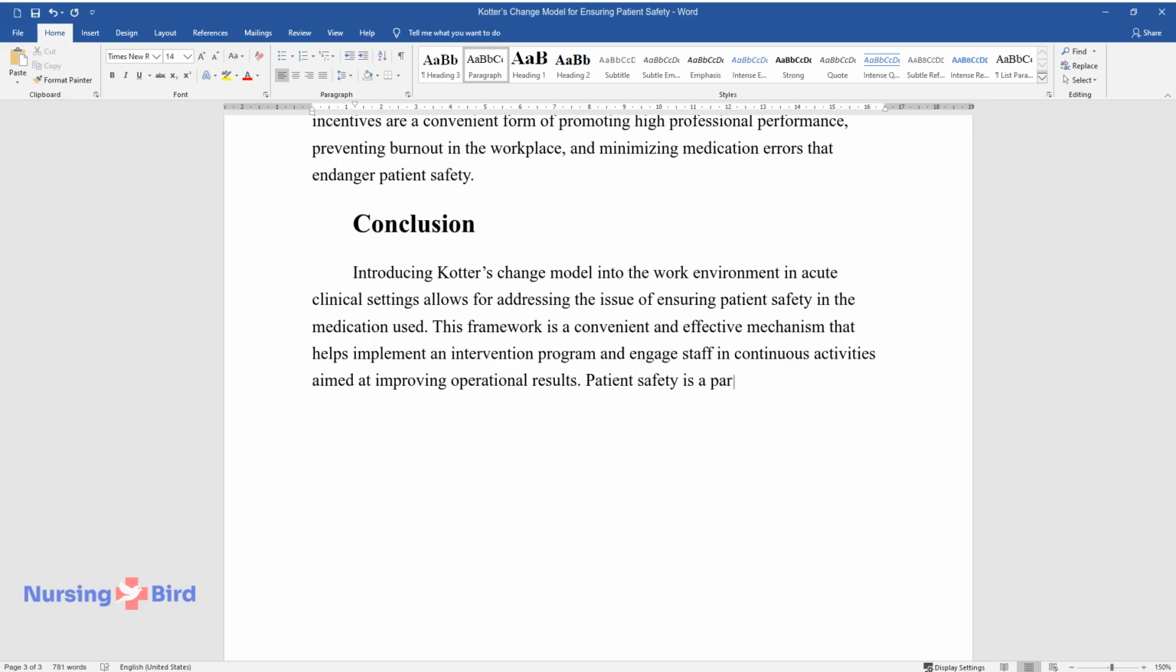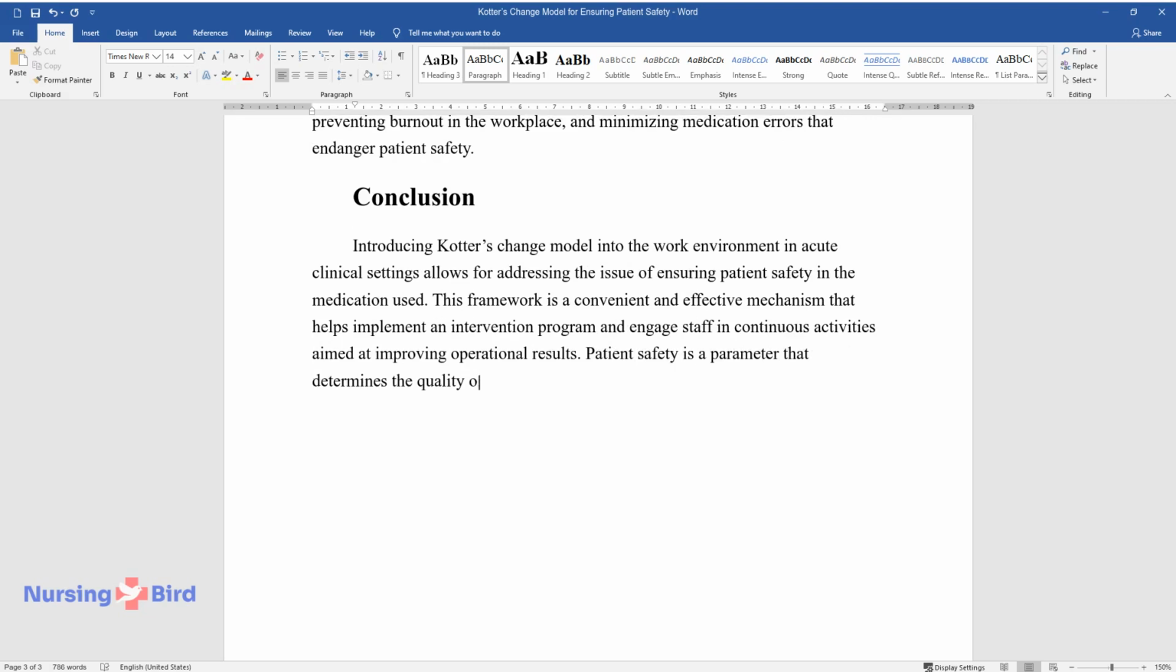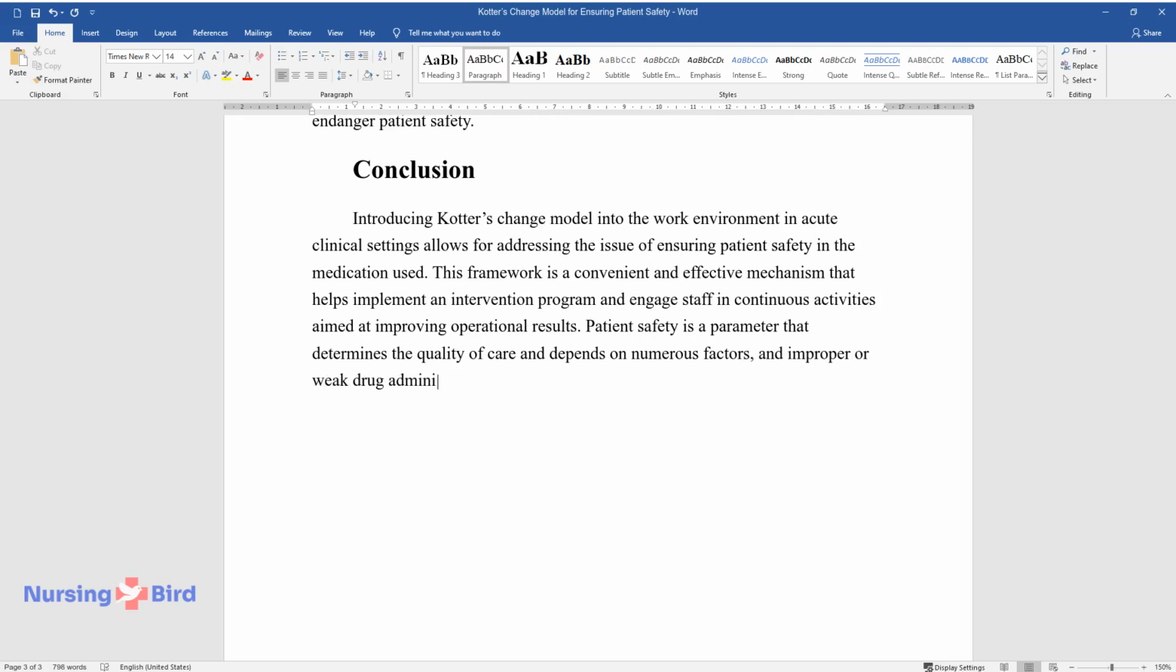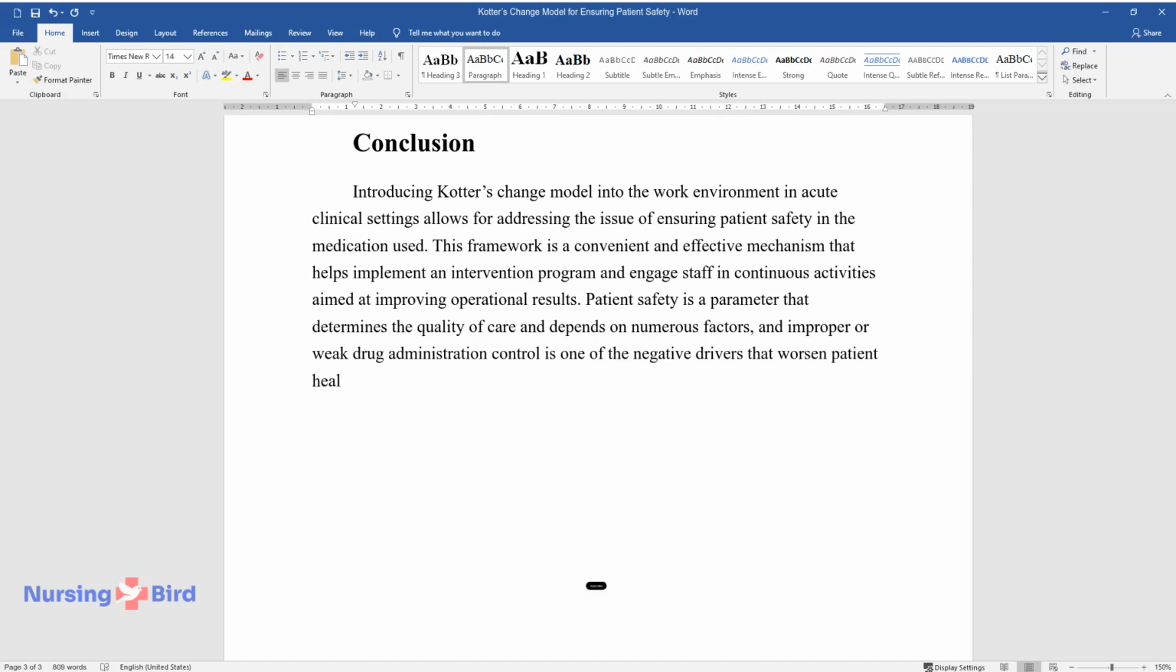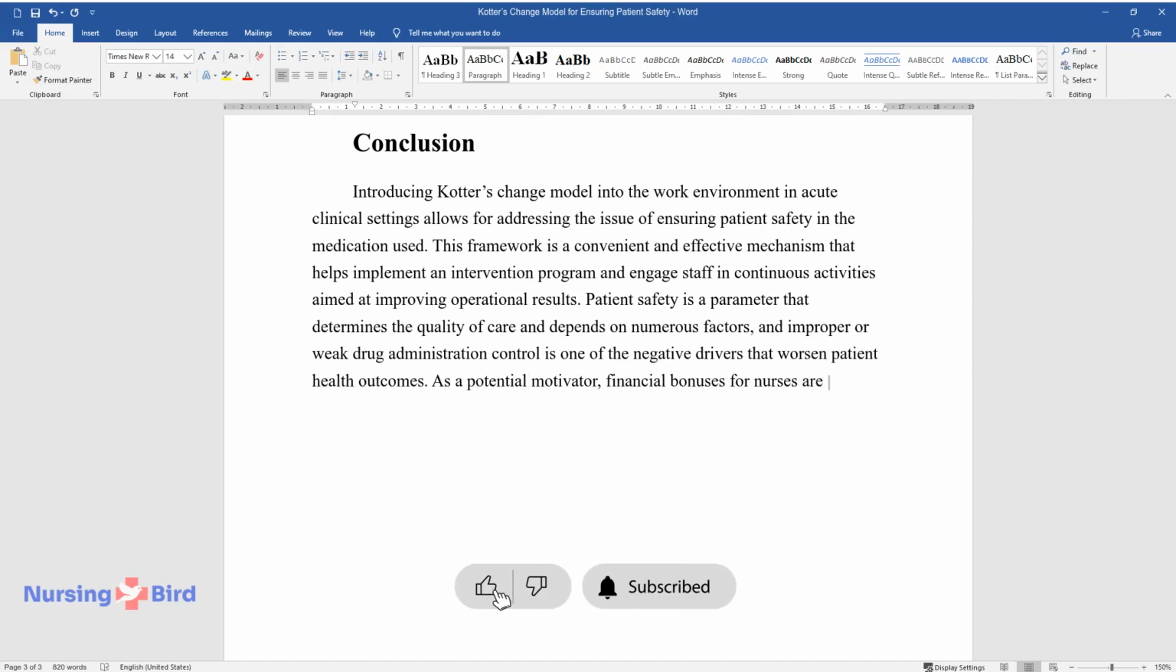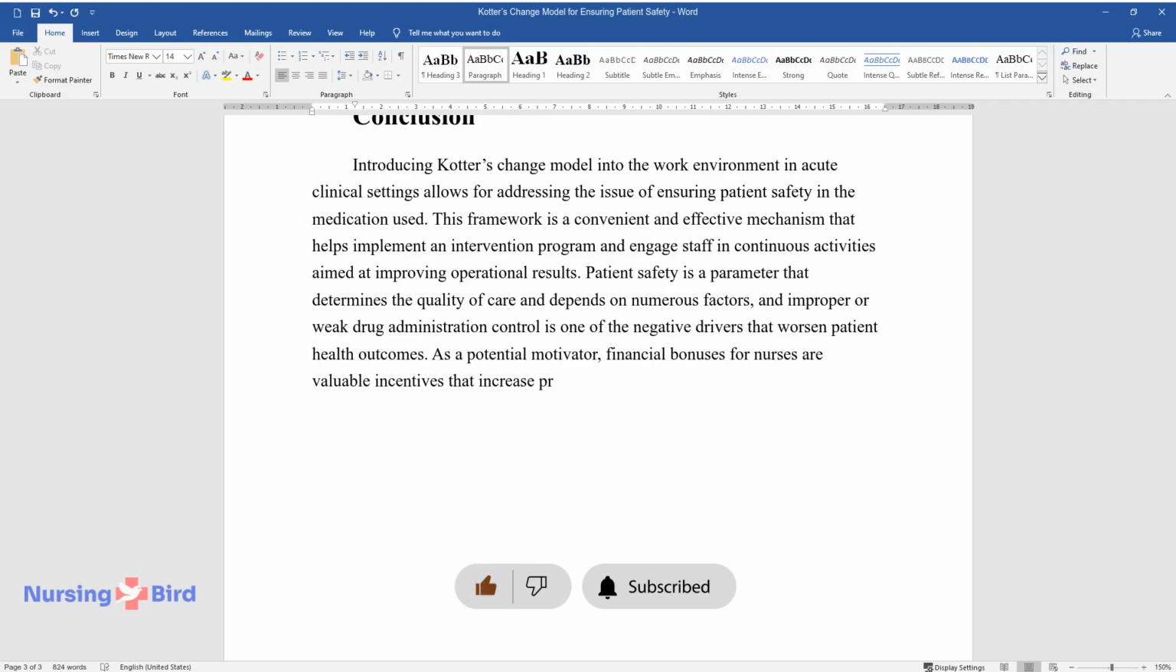Patient safety is a parameter that determines the quality of care and depends on numerous factors, and improper or weak drug administration control is one of the negative drivers that worsen patient health outcomes. As a potential motivator, financial bonuses for nurses are valuable incentives that increase productivity and maintain high employee engagement.